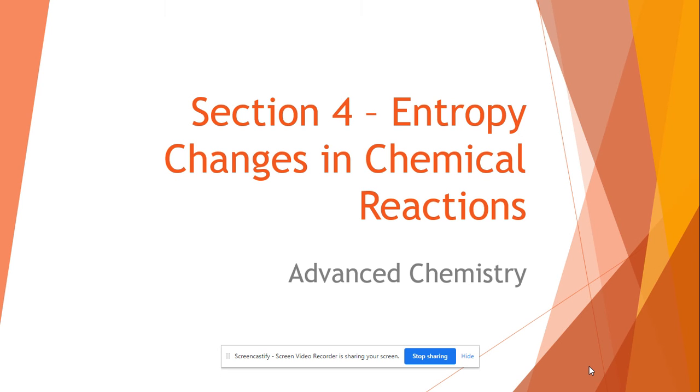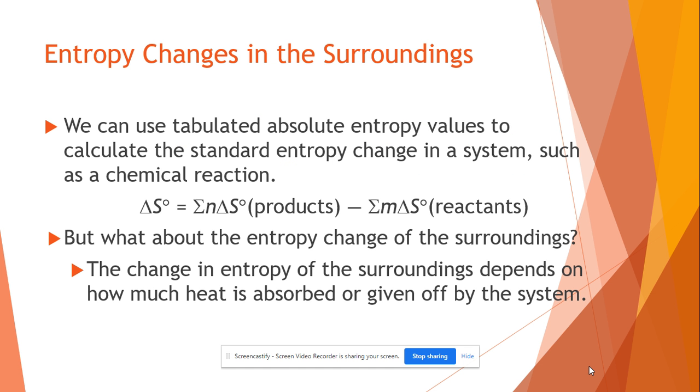Hey class, today we're going to continue on with section 4, which talks about entropy change in chemical reactions. So we tabulated the entropy change of a system in the last lesson. We used that by looking at the absolute entropy values found on the table that contained the standard entropy values. Here we did it for a chemical reaction, which counted as our system, and we calculated it using the following equation. Delta S, which is the change in entropy, equals the sum of the entropy values for your products minus the sum of your entropy values for your reactants.